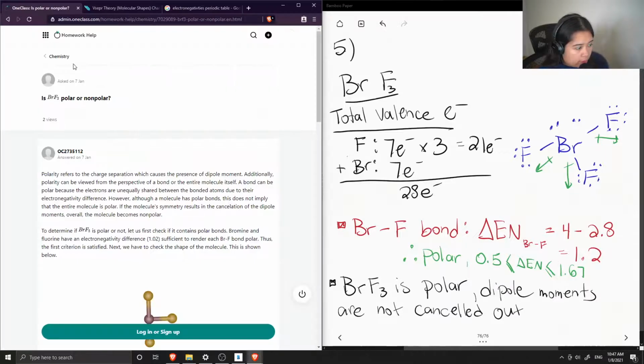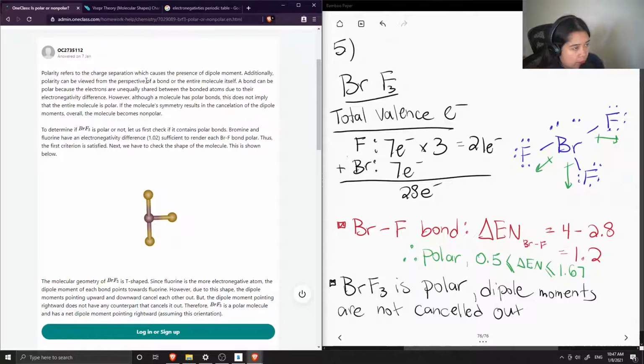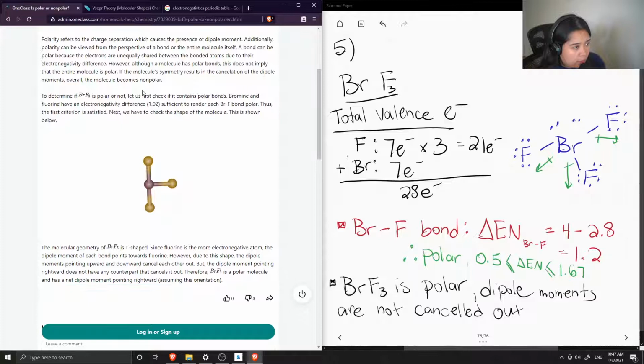So let's see what the junior tutor said. Polarity refers to the charge separation which causes the presence of dipole moment. Additionally, polarity can be viewed from the perspective of a bond or the entire molecule itself. A bond can be polar because the electrons are unequally shared between the bonded atoms due to their electronegativity difference. However, although a molecule has polar bonds, this does not imply that the entire molecule is polar. If the molecule symmetry results in the cancellation of the dipole moments overall, the molecule becomes nonpolar.